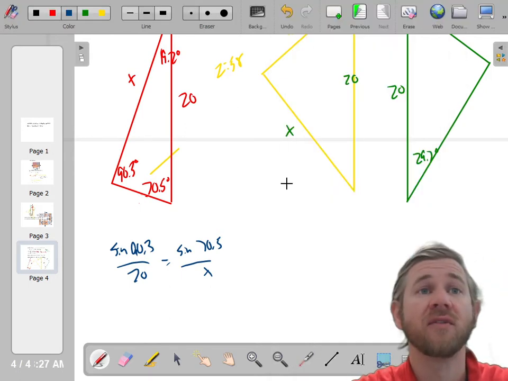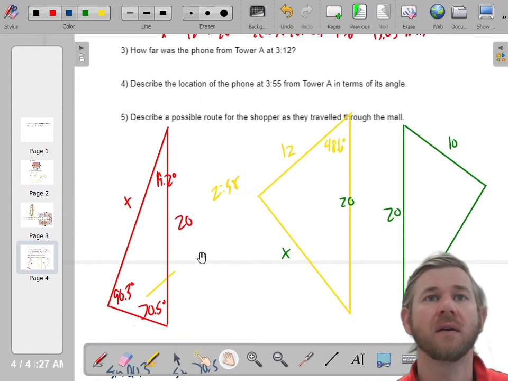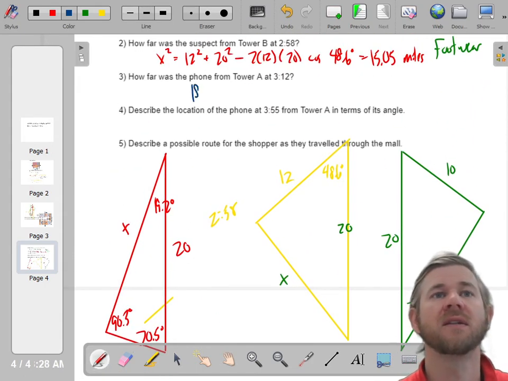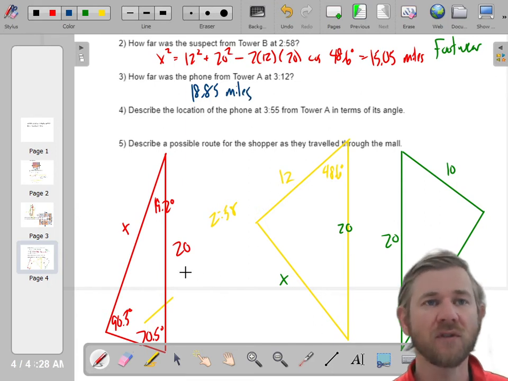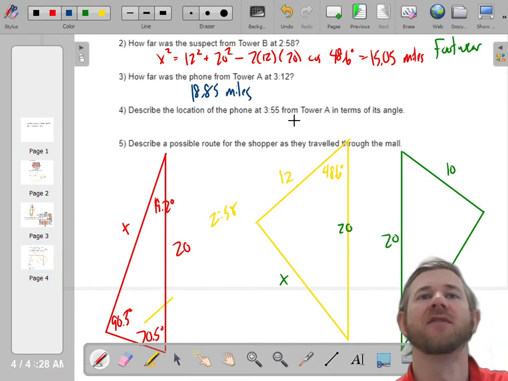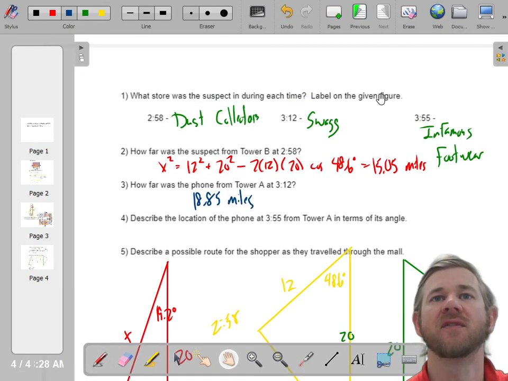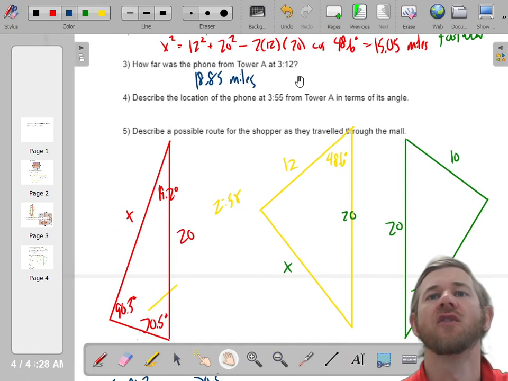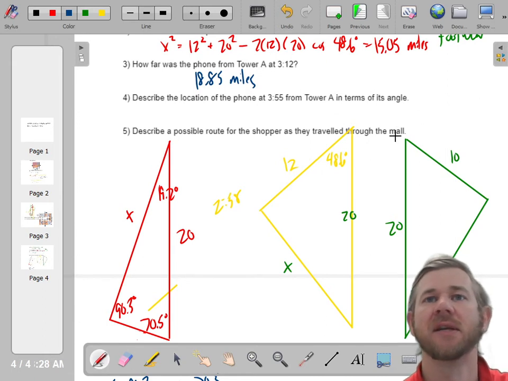So 18.85 miles from Tower A. This is 18.85. Describe the location of the phone at 355. 355 is Infamous Footwear from Tower A. So remember, Tower A is up here.